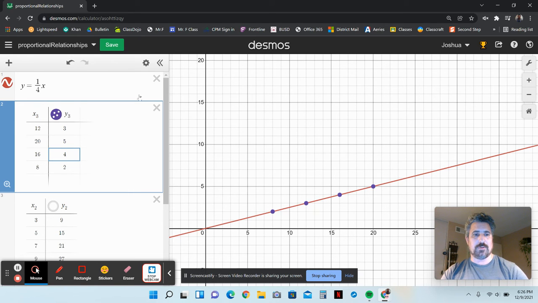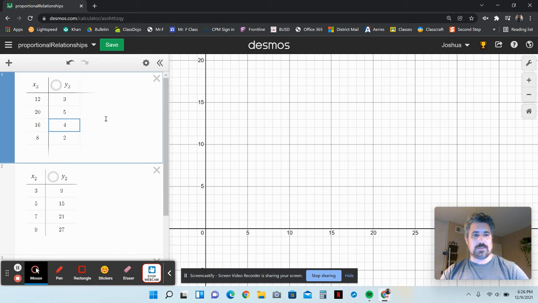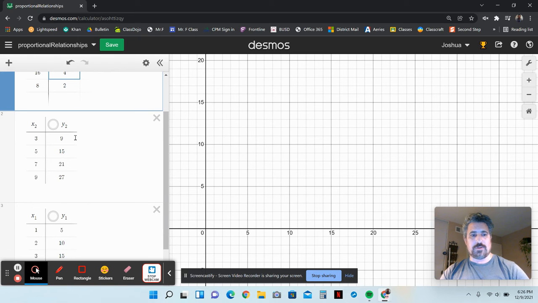Let me show you another example. So that's one. Let's close that one. Here, this is another proportional table, right? The ratio of y over x is always the same. 9 over 3 is 3. 15 over 5 is 3. 21 over 7 is 3. 27 over 9 is 3. So the ratio always stayed the same. It was always what? 3.